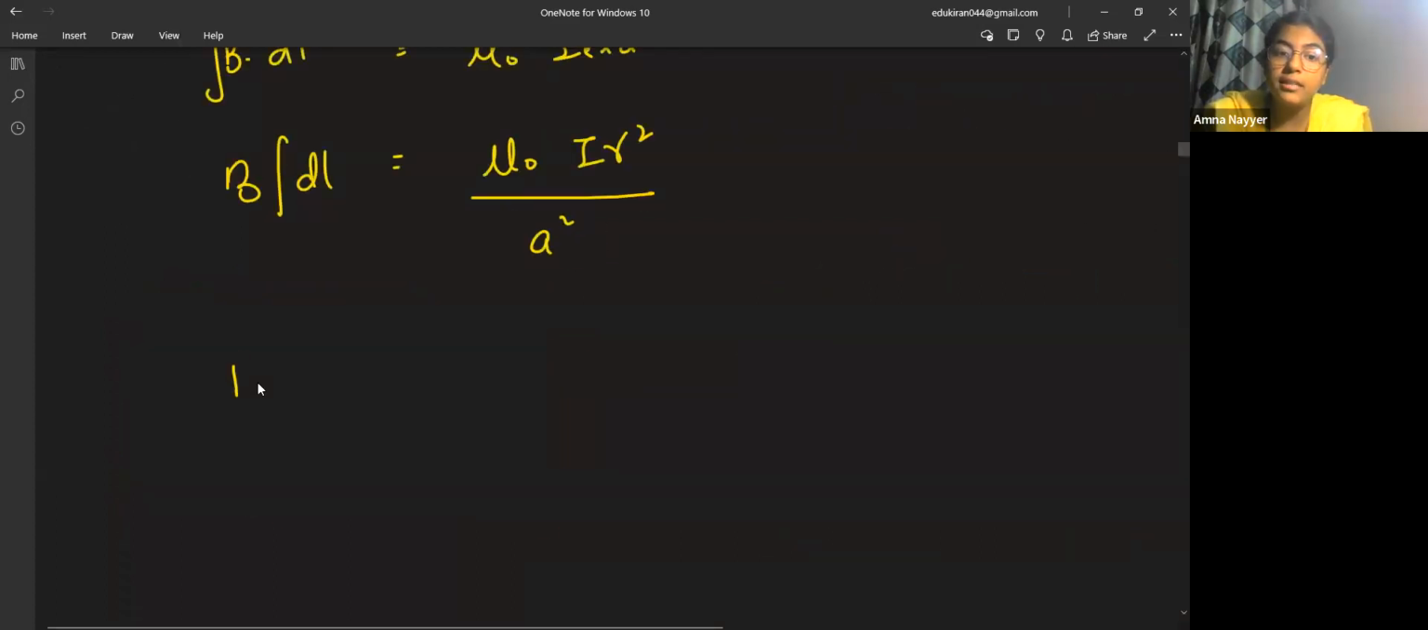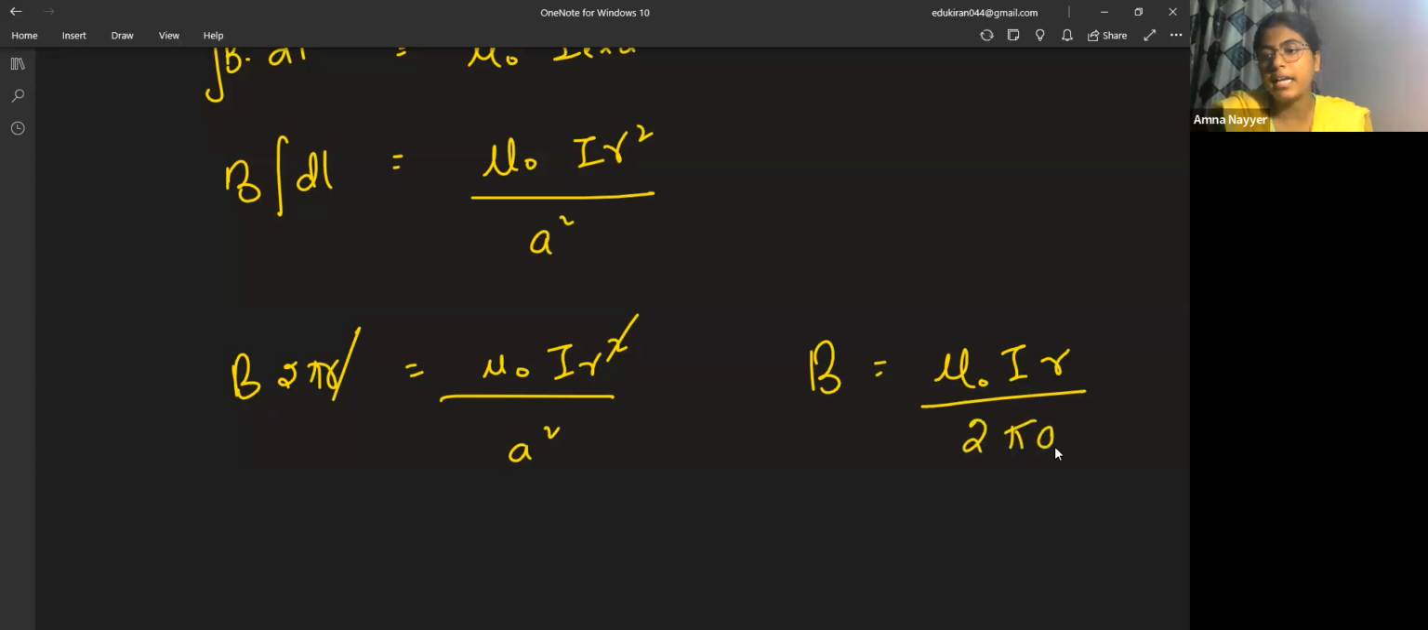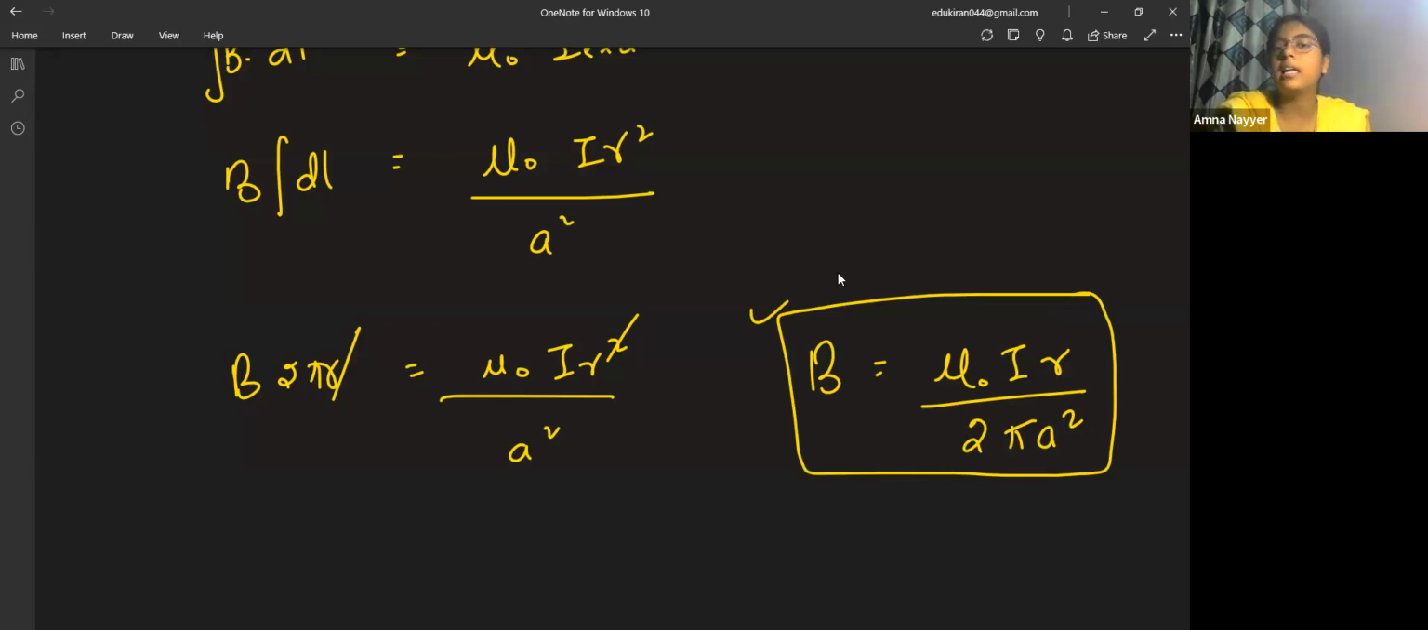So the integral will become 2 pi r, not 2 pi a, is equal to mu naught I R square by A square. This square cancels this R. Finally, you have the value of the magnetic field as mu naught I R divided by 2 pi A square. Please remember this value, class, because there are many graphs given based upon this. Learn it as it is.